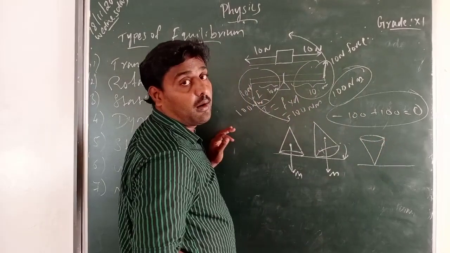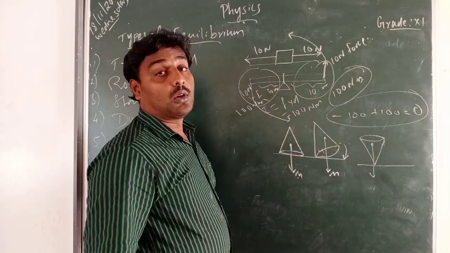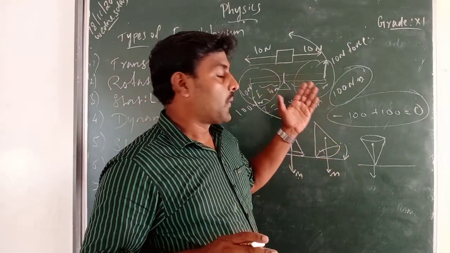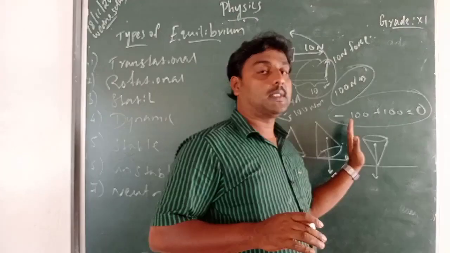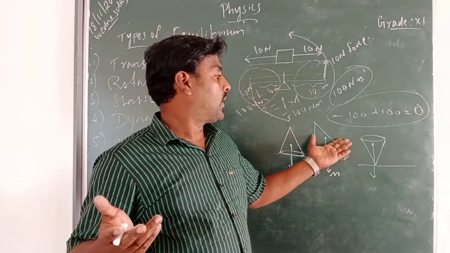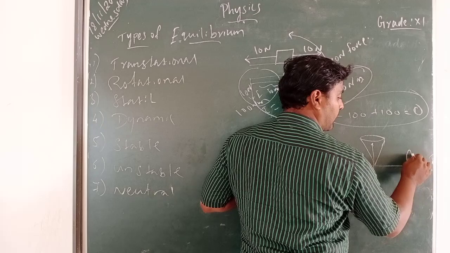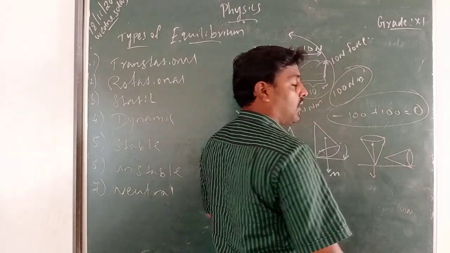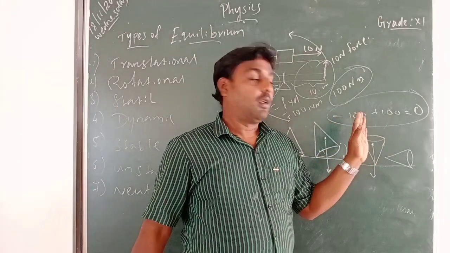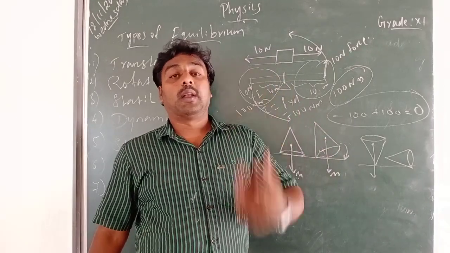Now you kept the cone in this position, the center of mass will be like this. Now assume that you have just tilted this. What will happen? This object will fall like this. If you tilt it slightly, if you touch slightly, it will fall. So that is what we are saying, unstable equilibrium.